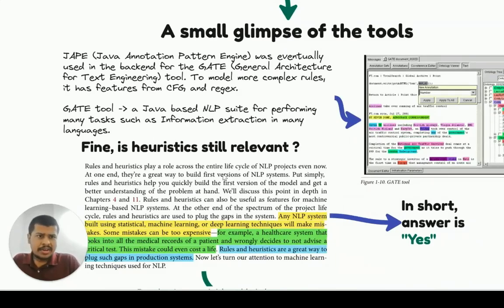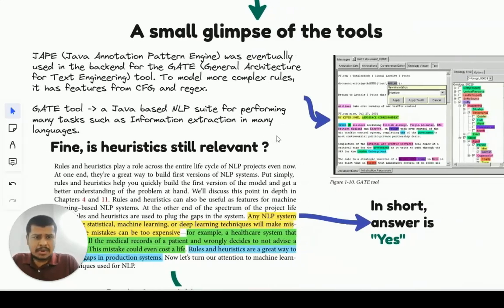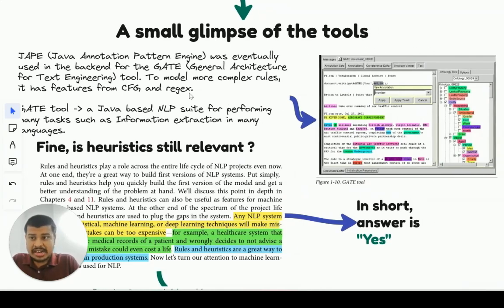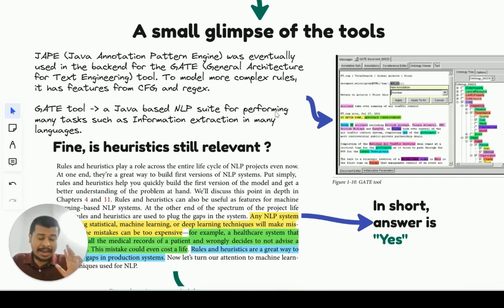It is all rules, right? So here's an example outlook of this particular tool called the GATE tool. GATE is a General Architecture for Text Engineering. It was a separate tool they had for doing text engineering in the past, in the 90s and all. They used something called the Java Annotation Pattern Engine. This was the back end of this tool, and it was mainly developed to model complex rules that included both the CFG and the regex.